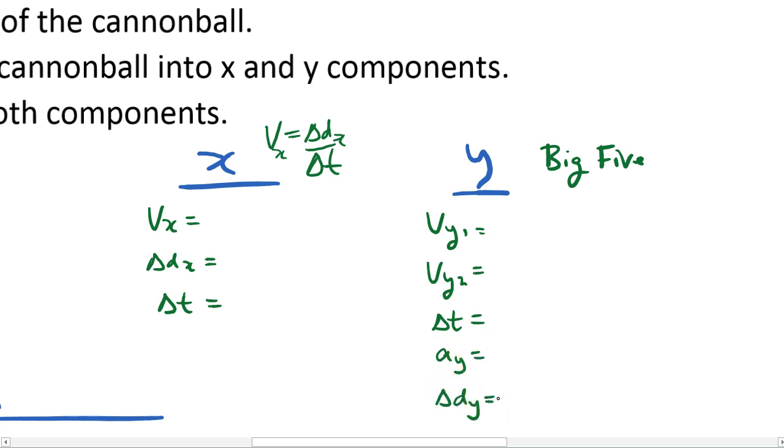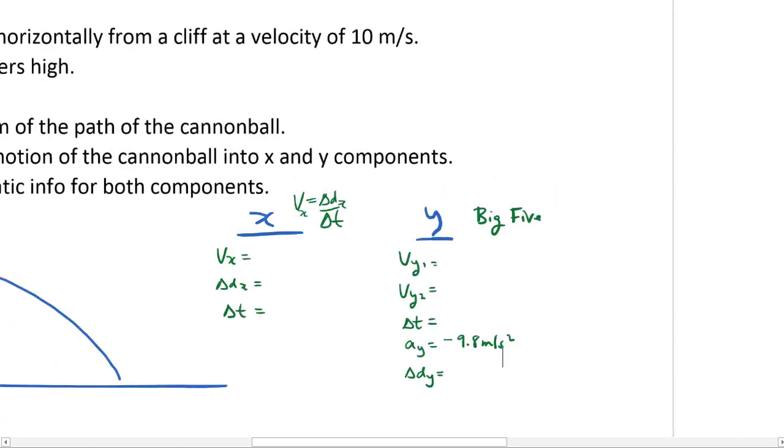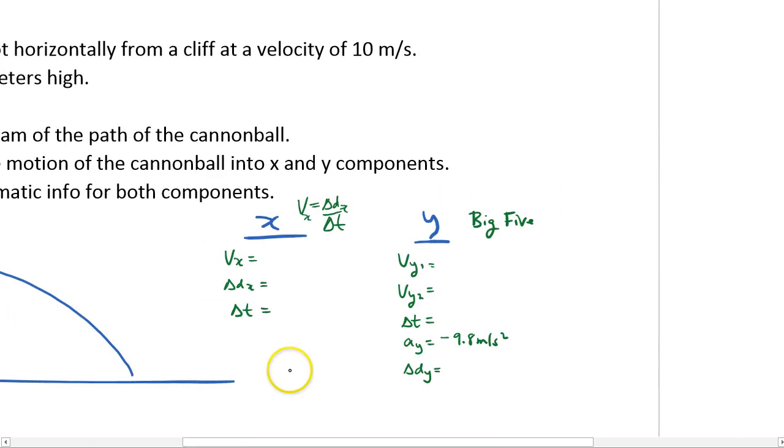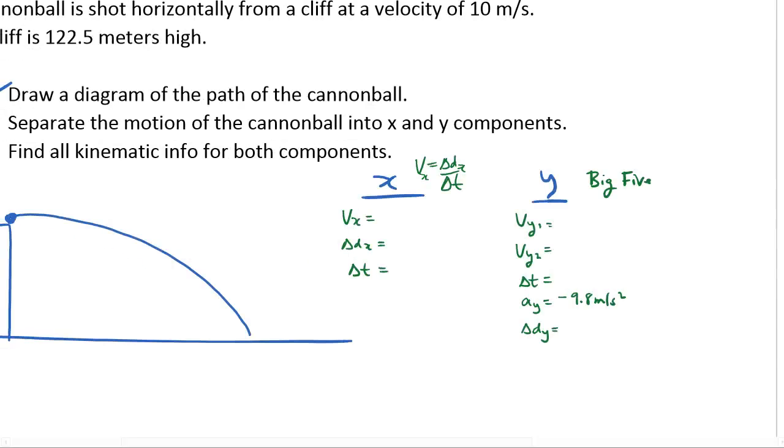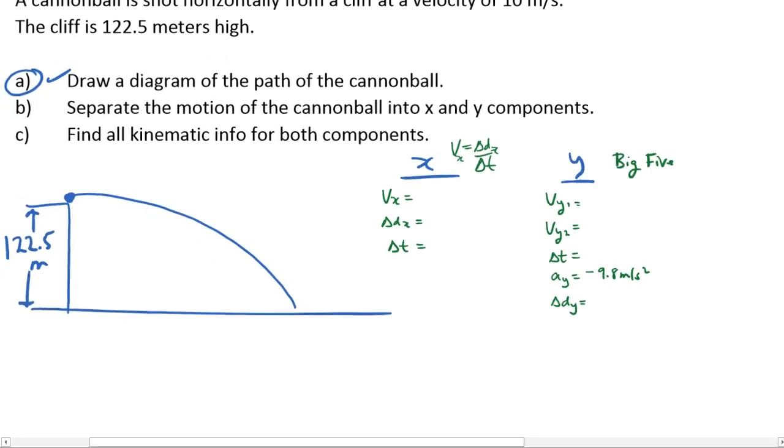So the one thing that we know all the time, this is the constant, this ay is going to be equal to negative 9.8 meters per second squared, because it's a projectile. We know that one. Okay, so now let's look at this particular, take this whole thing to the bank. You're going to use that so many times. Find all kinematic info for both components. So let's just fill it all out.